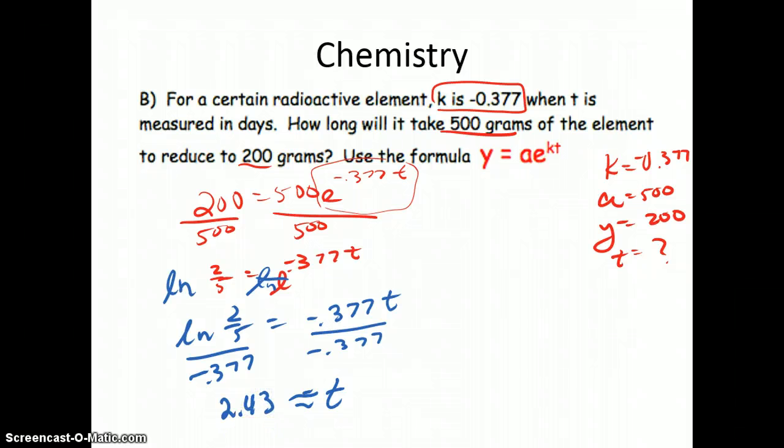2.43 days. A couple things to consider. Time will always be positive. If you plug these items in and you get a negative T, you did something wrong. T should always be positive because you can't say, oh, it was negative 2 days. It doesn't really work like that. And does this seem realistic? Yeah, it does, because we went from 500 to 200 with a pretty decently high K value, rate of decay. So yes, it does seem reasonable.